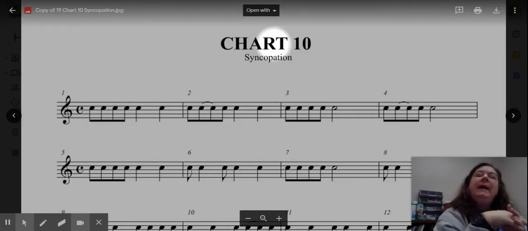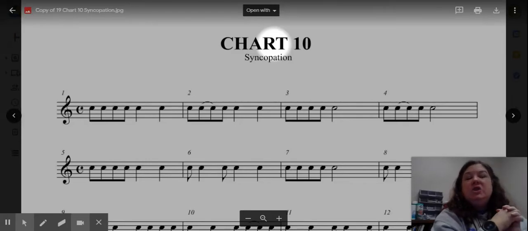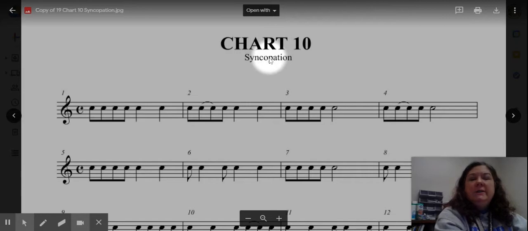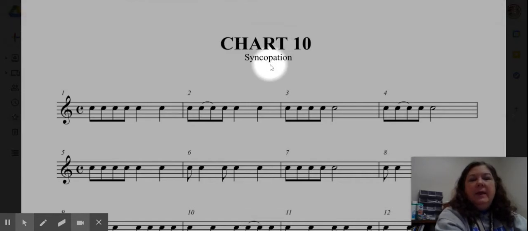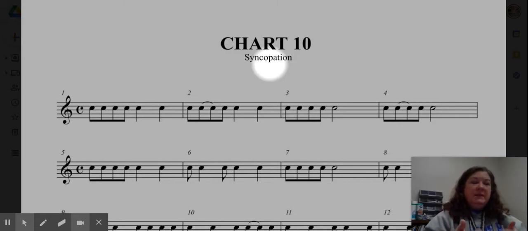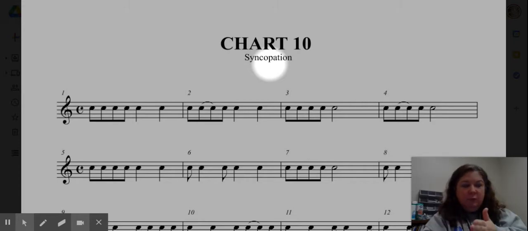Hey Ben, welcome back. Today we're going to be discussing rhythm chart 10, which is titled Syncopation. Now, that's a big long word that you may not have heard before. Syncopation means that we're going to be looking at some rhythms that emphasize the upbeat more than the downbeat.